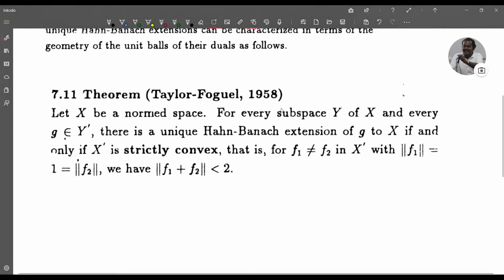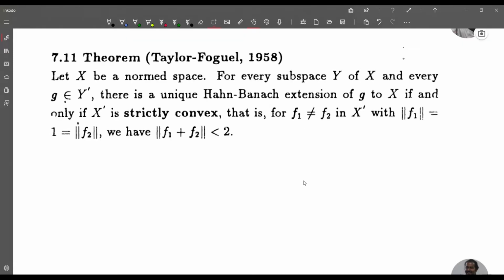The theorem is this: let X be a normed space. For every subspace Y of X and every G in Y dual, there is a unique Hahn-Banach extension of G to X if and only if X dual is strictly convex. That is, for F1 not equal to F2 in X dual with norm F1 equal to 1 equal to norm F2, we have norm of F1 plus F2 less than 2. So that is the condition for strict convexity. So we prove this theorem.